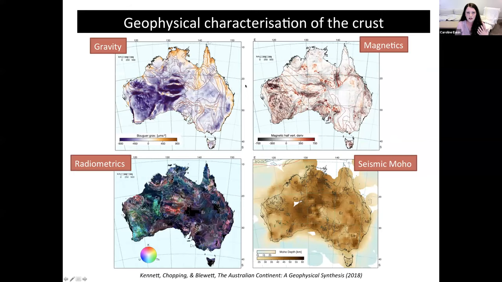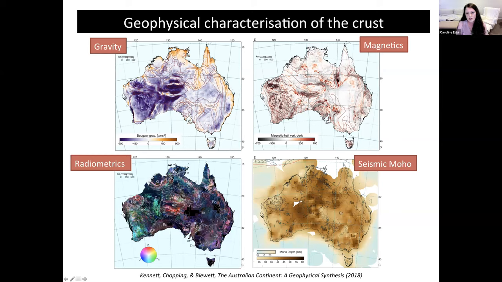This geological history is well expressed within the geophysical characterization of the crust, using different methods to look at the different crustal components of Australia. These are some images from a compilation in a book by Brian Kennett, The Australian Continent: A Geophysical Synthesis. On the top left, we have the Bouguer gravity anomaly. In central Australia, we have these really strong, prominent east-west trending gravity anomalies that represent offsets in the Moho of 10 kilometers or more. We also have a very prominent anomaly along the Darling Fault in Western Australia.